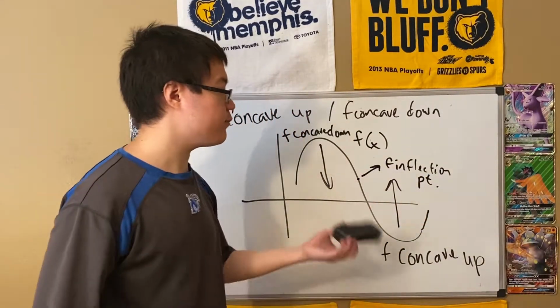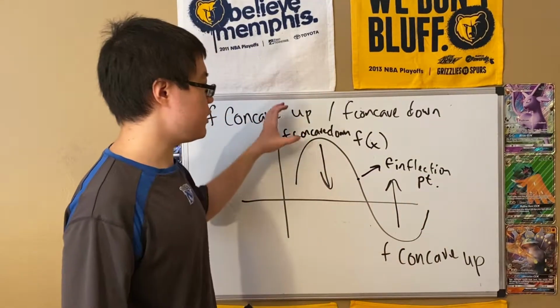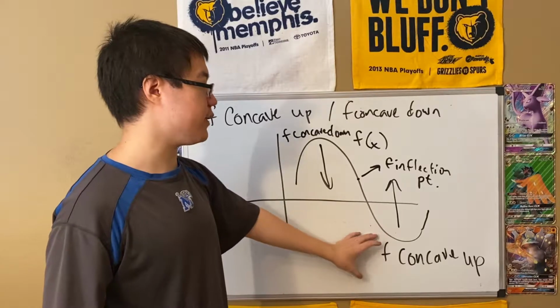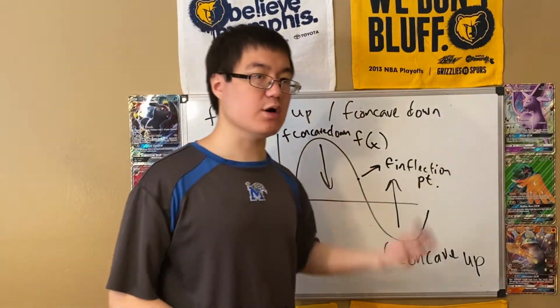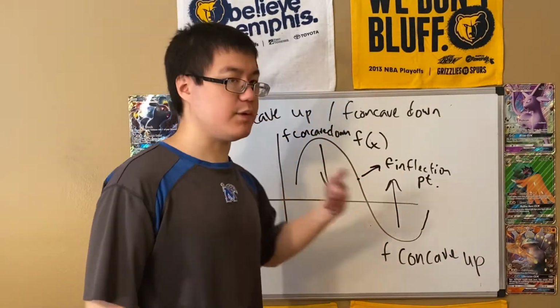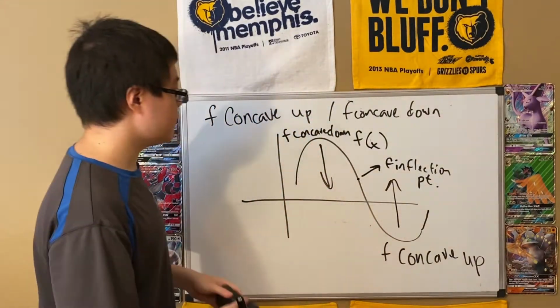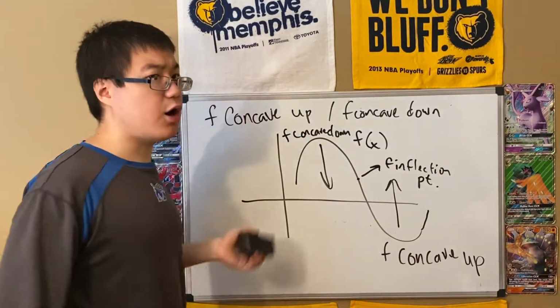And as the name might imply from English, the inflection point is when it changes from concave up or concave down. So instead of the slopes getting smaller and smaller, the slopes are getting bigger and bigger. So this is again what concave up or down looks like on our graph of f.